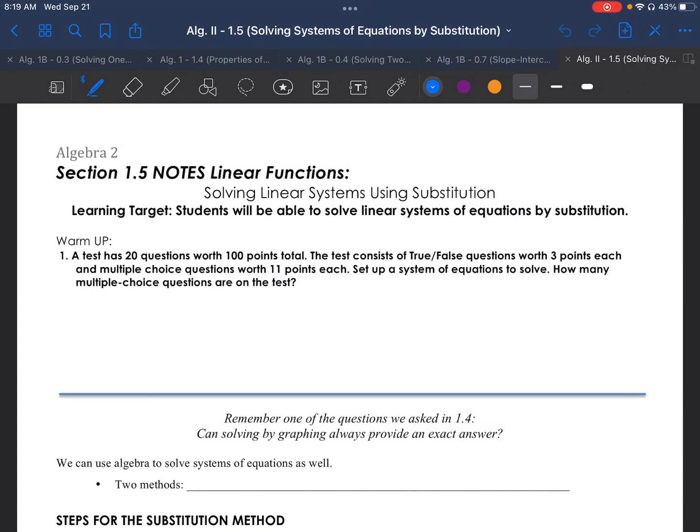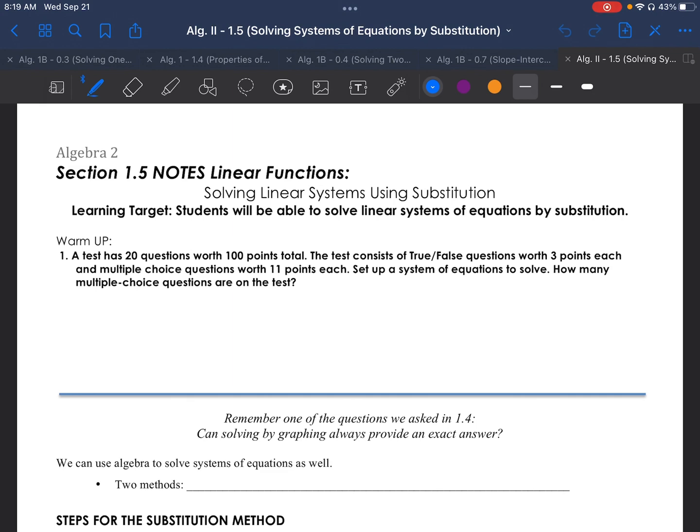Welcome everyone to Algebra 2, Section 1.5, Solving Systems of Equations by Substitution. So we're still doing linear functions like we were in sections 1 through 4 of Chapter 1. You are going to be able to solve these linear systems of equations by substitution today.